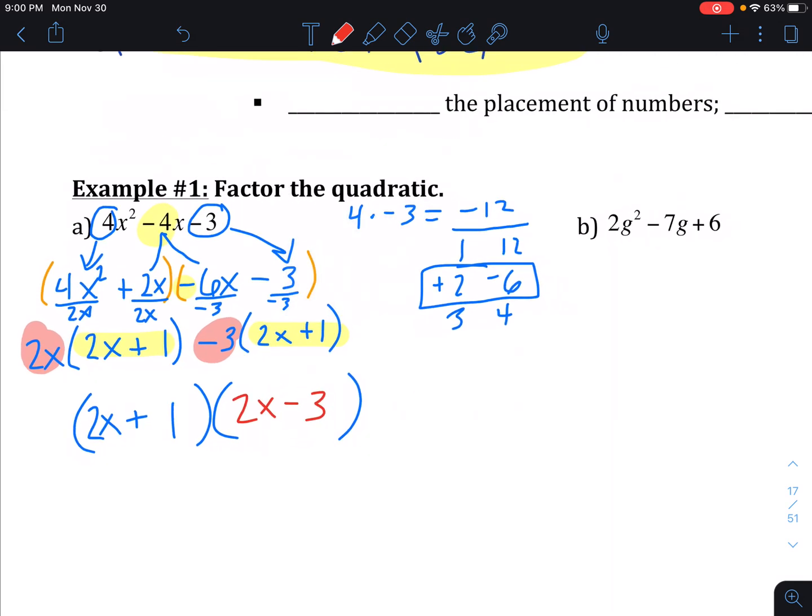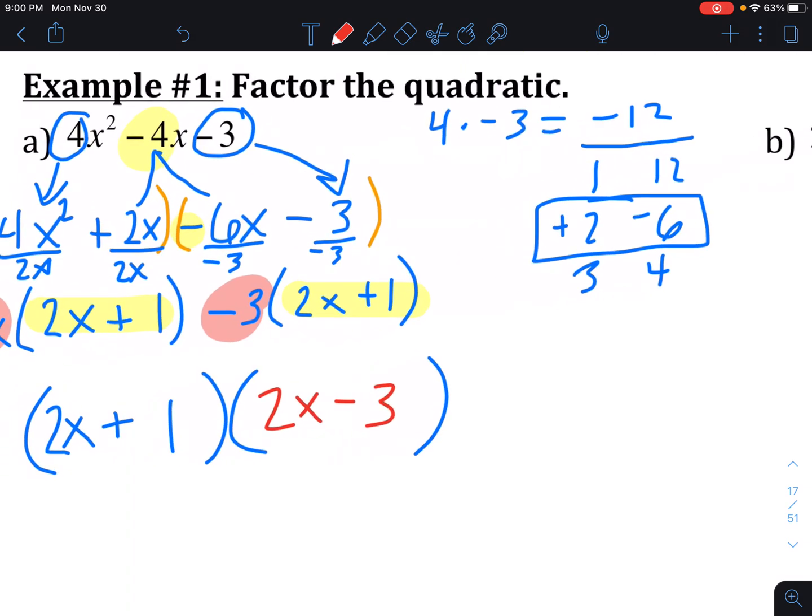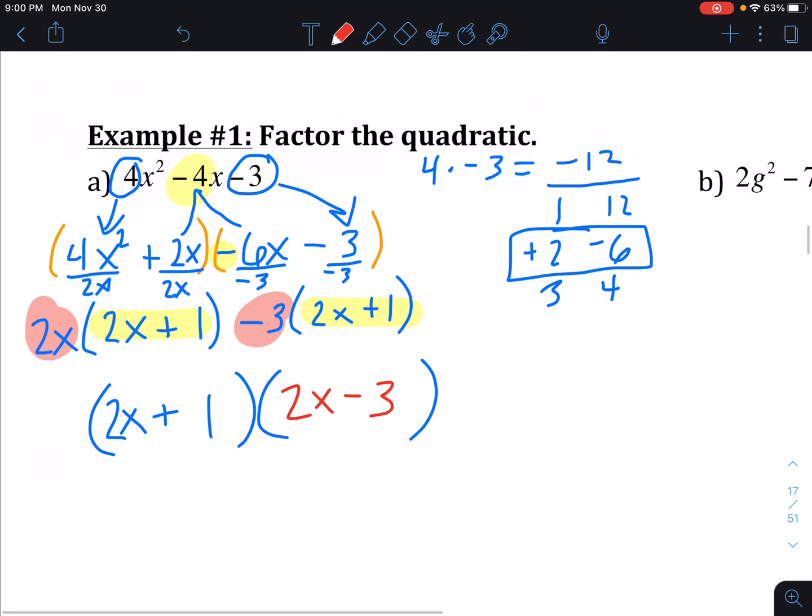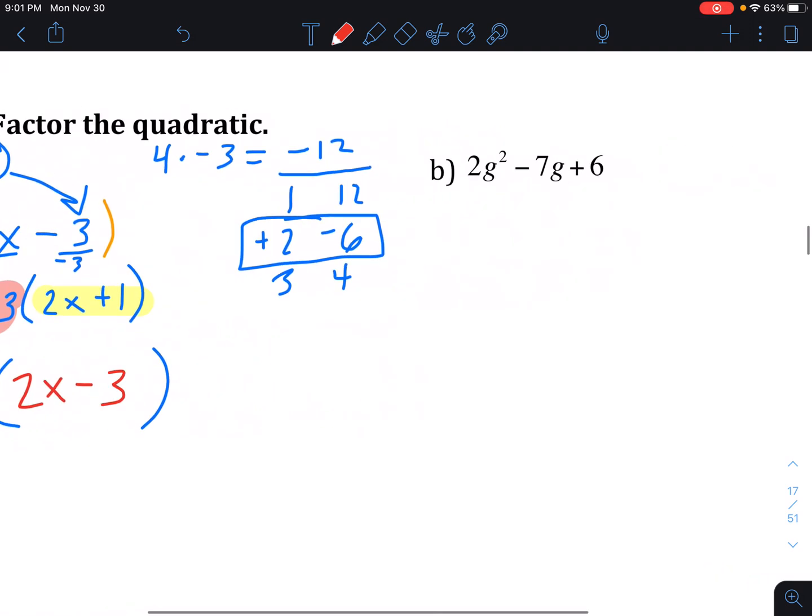And that's done. Now, remember, if you ever want to check your answer, you can FOIL your answer and then combine like terms. And if it turns back into your original problem, that means you have done it correctly. Moving on.